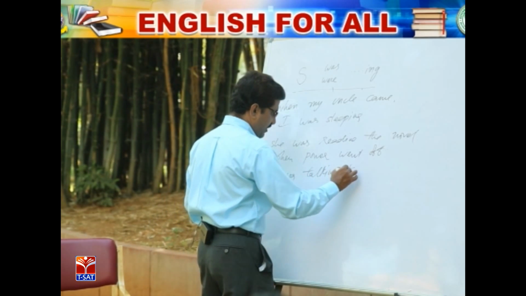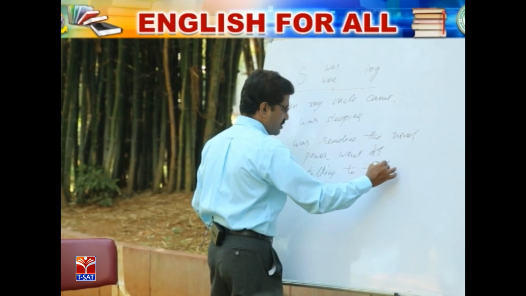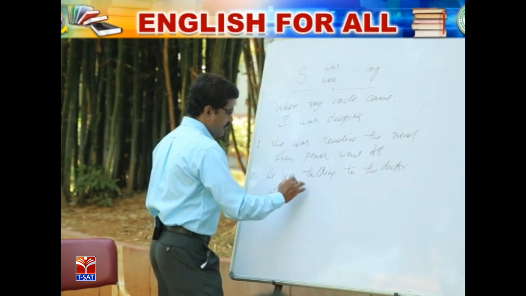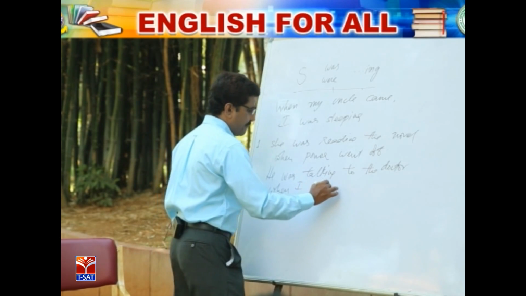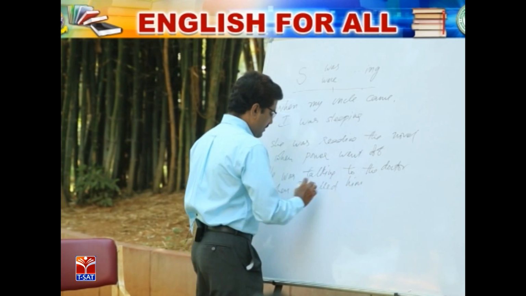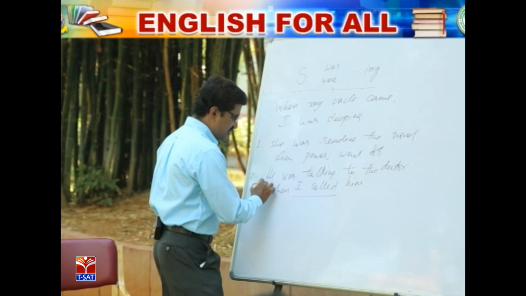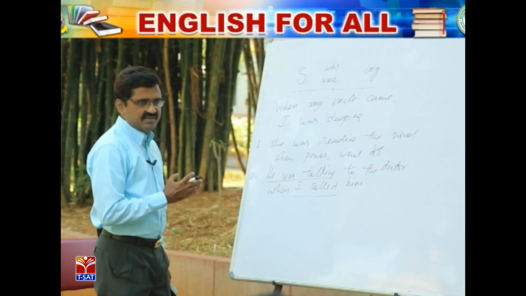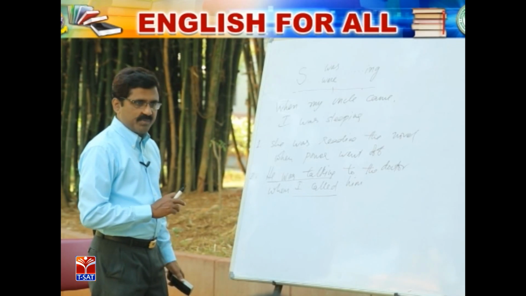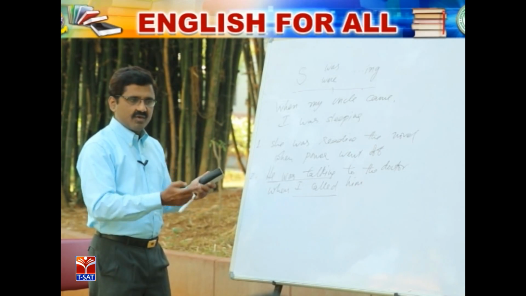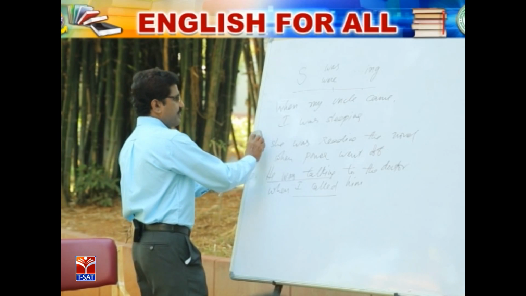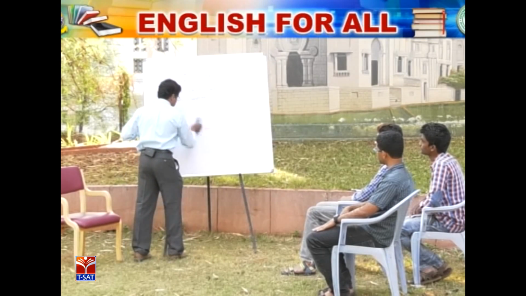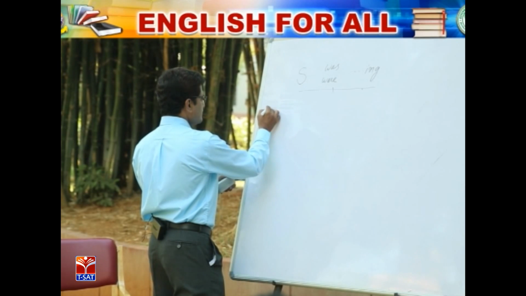He was talking to the doctor when I called him. So this is simple past, this is past continuous. So this is a common combination of using past continuous along with one simple past. Apart from this, we can also use it in a way where we use two past continuous sentences. It is like this.